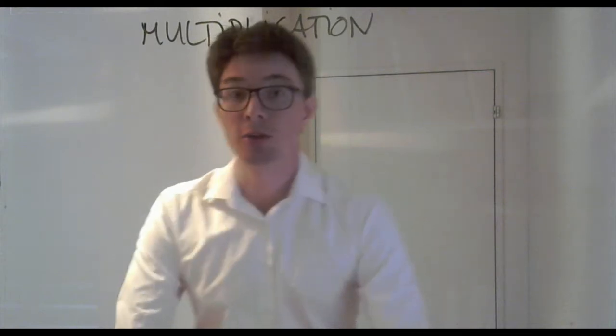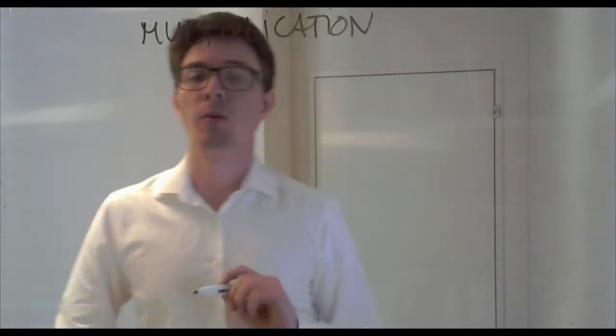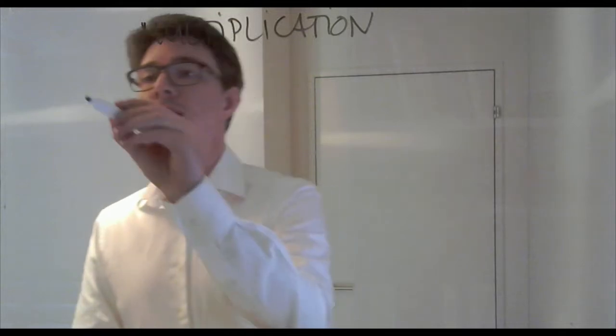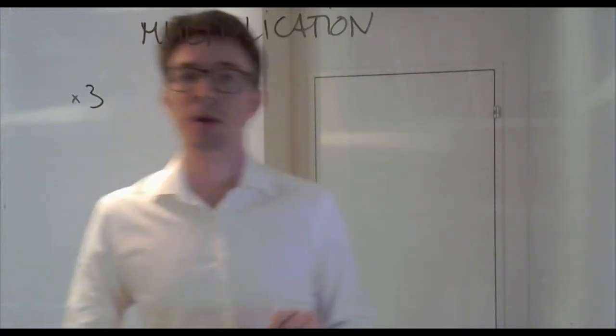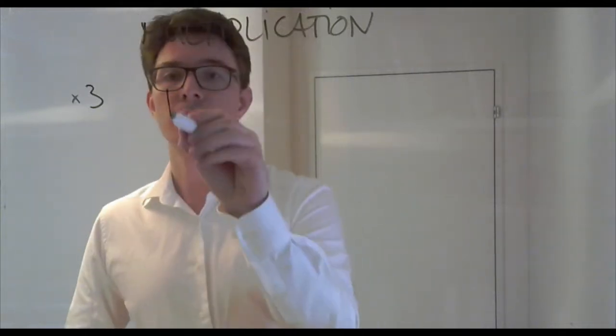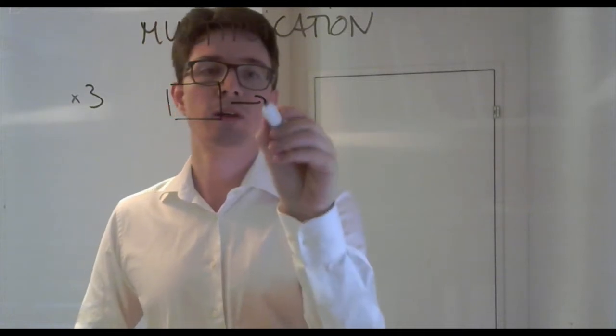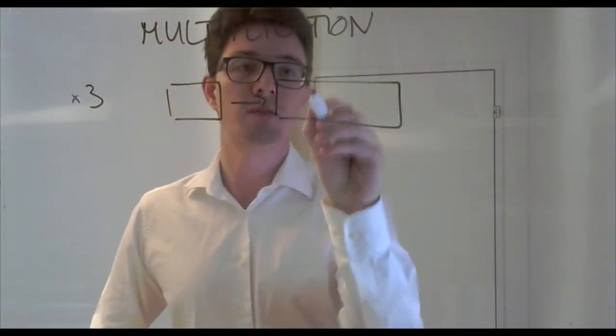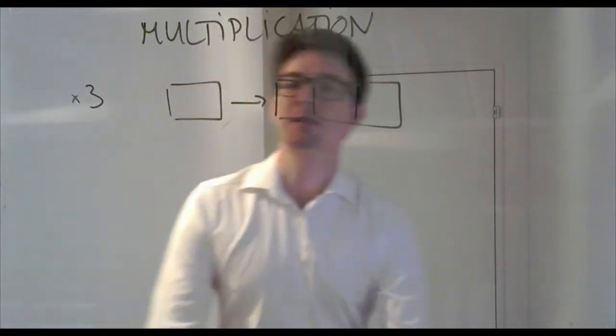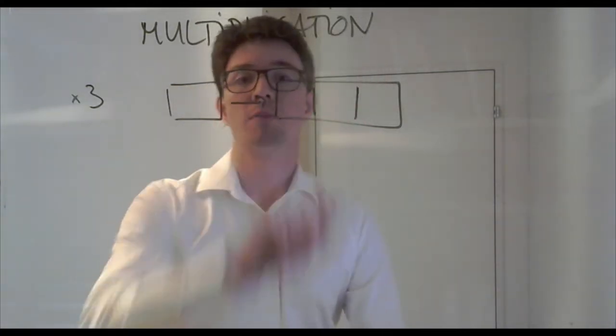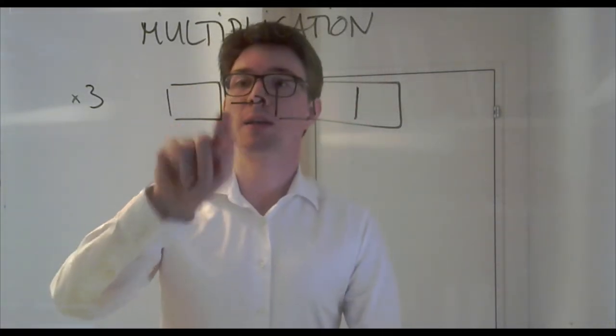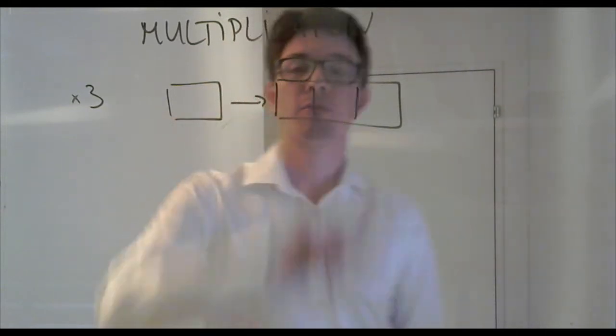Hi, let's go on to multiplication then. Now, what does it mean to multiply something by, say, 3? It means take whatever we have and then make 3 copies of it. So we represent the multiplication by a number as a copying machine. Take something inside the slot and then make 3 copies out of it.